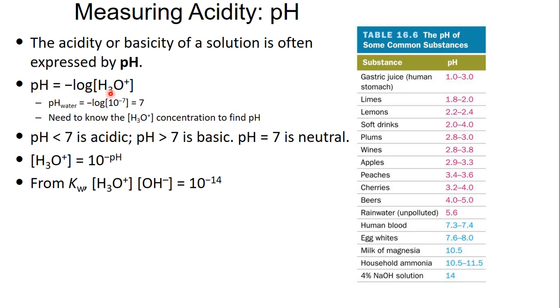So to solve this, to just get H3O plus concentration alone, the first thing we're going to do is multiply each side by a -1 to get the negative sign gone. Raise each side to the power of 10. When you raise log to the power of 10, it gets canceled out, and that's how we get this expression: H3O plus equals 10 raised to the power of minus pH. Now we know Kw is equal to this expression at 25C.